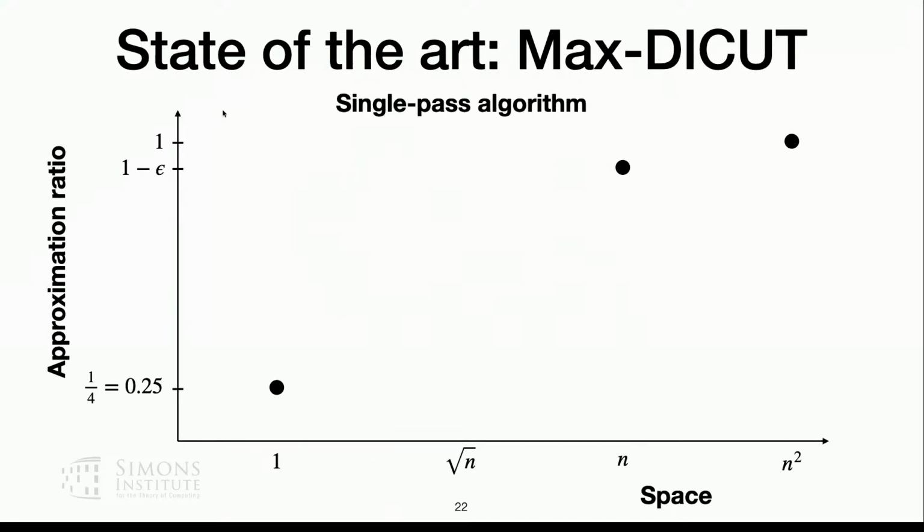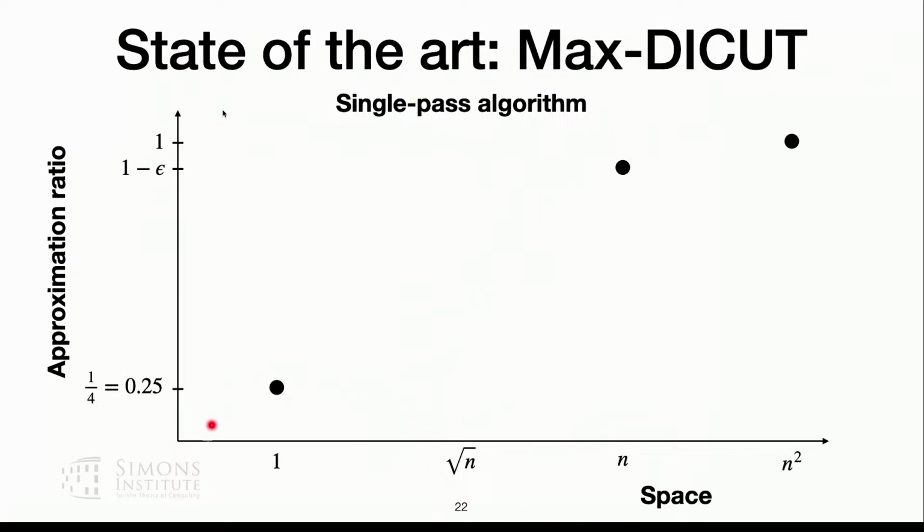Okay, so now I'll talk about the state of the art we know for Max-DICUT, and then jump into details of all these algorithms. So let's look at the state of the art for Max-DICUT for single pass algorithms. If you plot all the algorithms that I just discussed so far, if you want to do the exact computation, you can just use n square space and store all the edges. If you want a 1 minus epsilon approximation, you can do it in order n space.